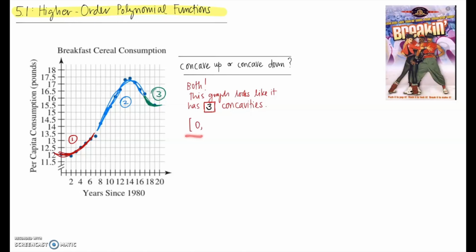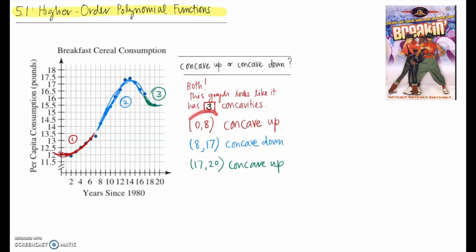So from 0 to about, on the x-axis, maybe about 8, we're seeing that it's concave up. And then from x equals 8 to, let's see, about somewhere around 17, it's concave down. And then from 17 to 20, it looks like it's tending towards concave up again.